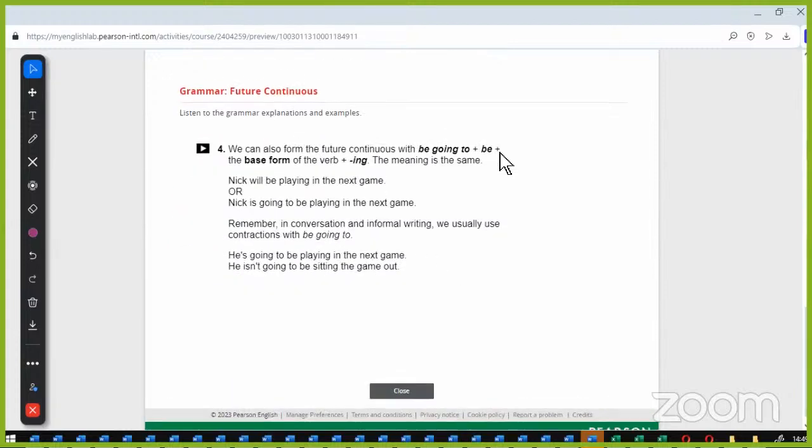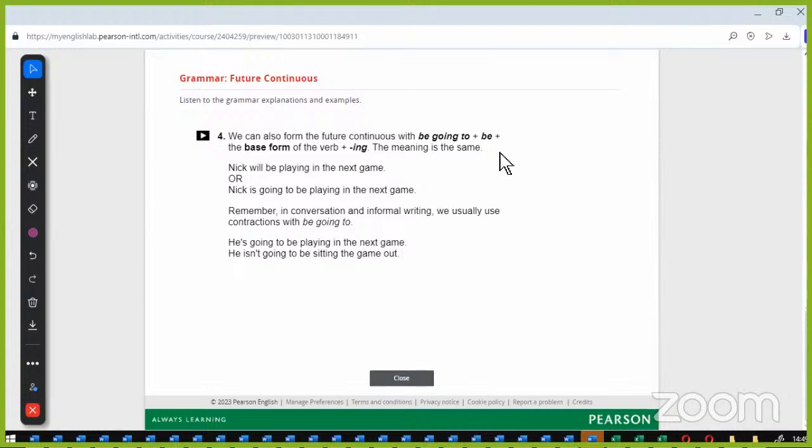Okay, we can also use another form. We can also form the future continuous with be going to plus be plus the base form of the verb plus ing. The meaning is the same. Nick will be playing the next game, or Nick is going to be playing the next game. Remember, in conversation and in informal writing, we usually use contractions with be going to. He's going to be playing in the next game. He isn't going to be sitting the game out.